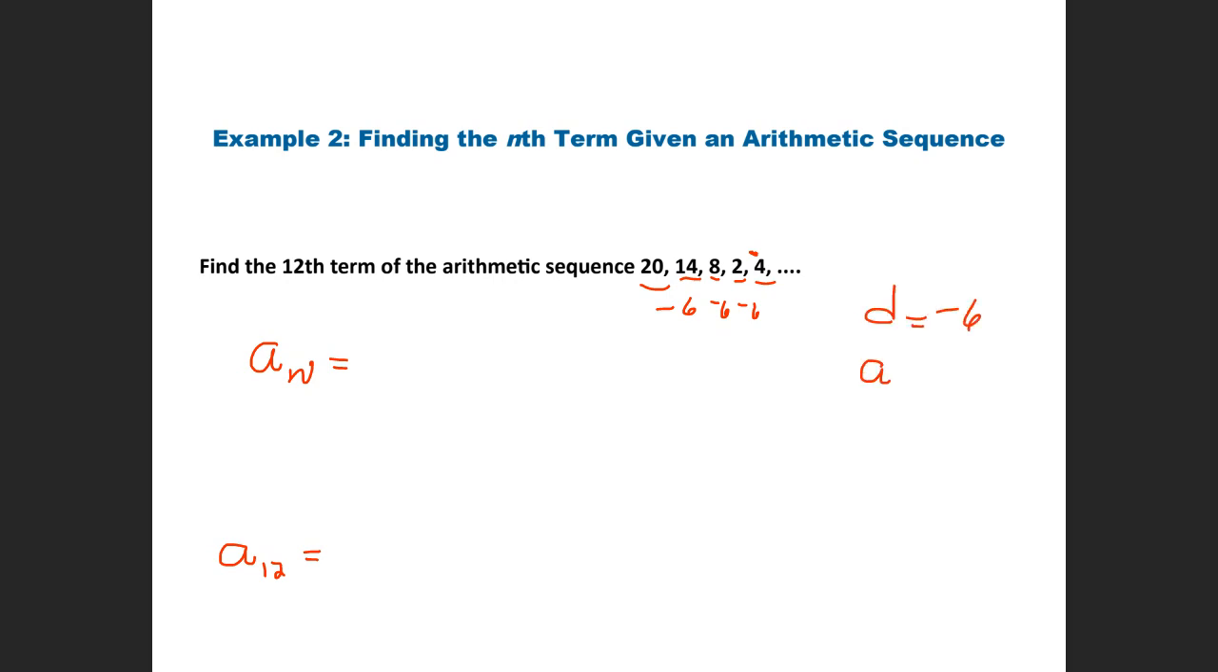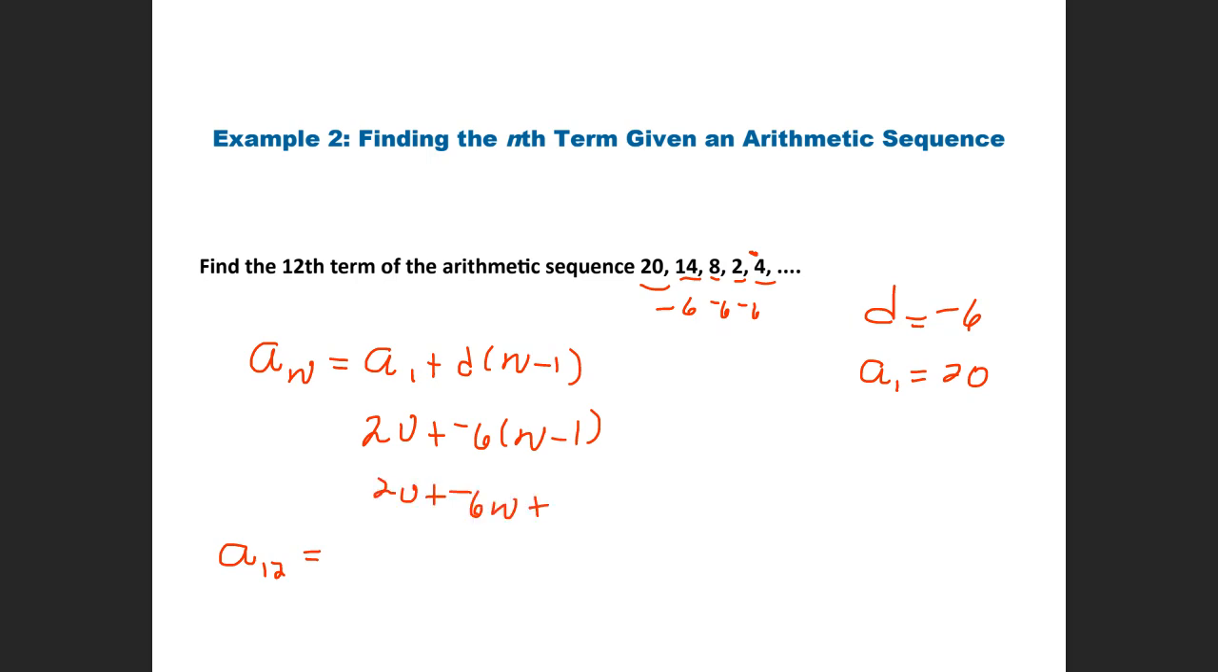My a sub 1 is equal to 20. So if I want to write my equation, remember it's a sub 1 plus d times (n minus 1). Okay, so that's going to give me 20 plus -6 times (n minus 1). So that's going to be 20 plus -6n plus 6. So -6n plus 26. That's my explicit formula.